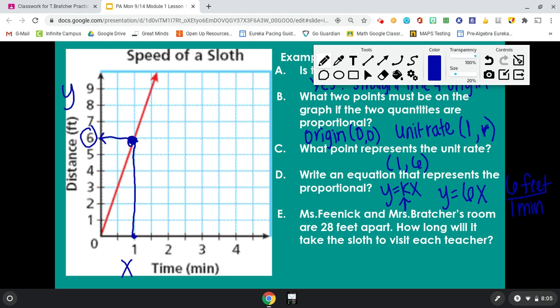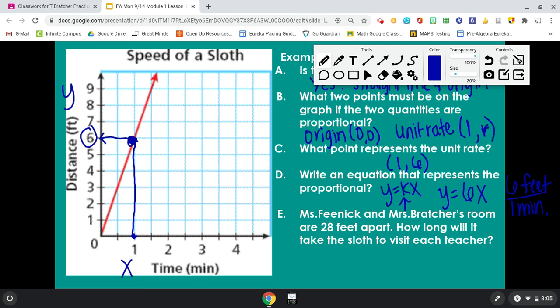So now that we know he can go 6 feet, because that's the y, in 1 minute, we're going to use that information to answer E. It says Miss Phoenix and Miss Bratcher's room are 28 feet apart. How long will it take the sloth to visit each teacher? So basically, how long will it take to go from Miss Bratcher, my room, all the way down to Miss Phoenix's room? If it's 6 feet in 1 minute, if he had to go 28 feet, think about whether you'd be multiplying by 6 or dividing by 6.